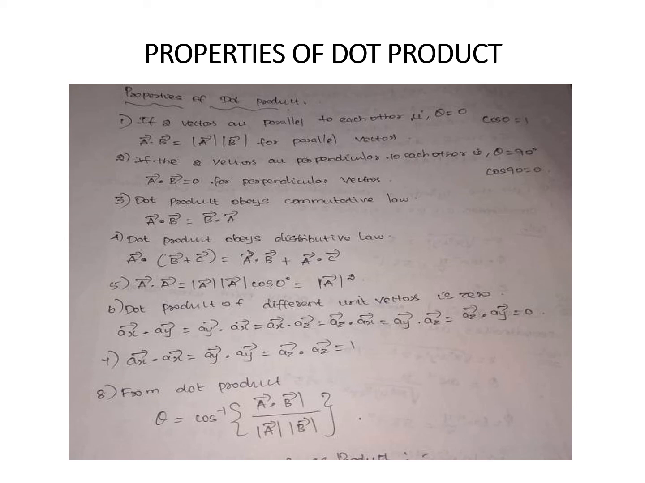Seventh one is Ax vector dot Ax vector equal to Ay vector dot Ay vector is equal to Az vector dot Az vector is equal to 1. The angle between x and x-axis is 0, so cos 0 is equal to 1. So we will get the answer 1. Small a represents a unit vector, and the magnitude of a unit vector is equal to 1, so 1 into 1 into 1 is 1. So from the dot product, theta AB is equal to cos inverse of a vector dot b vector divided by magnitude of a vector into magnitude of b vector.